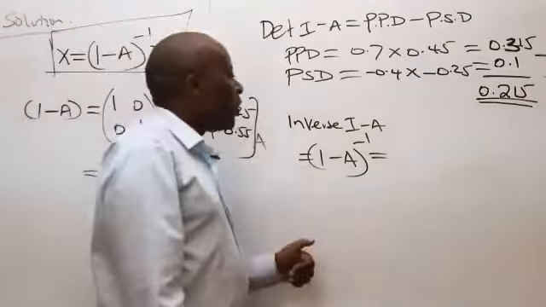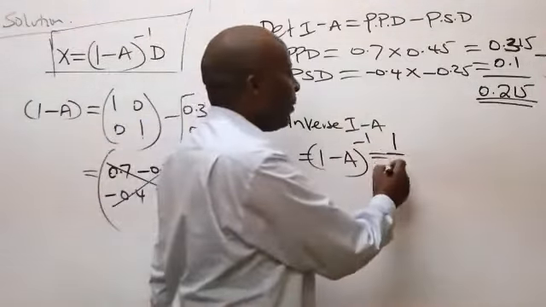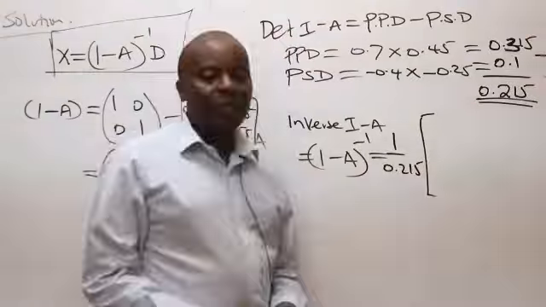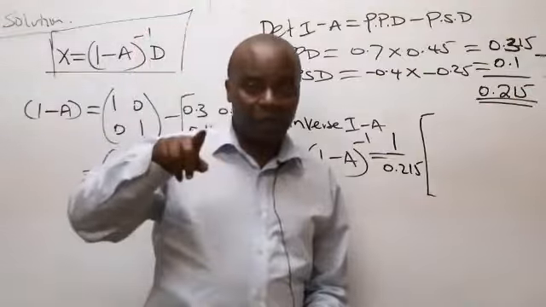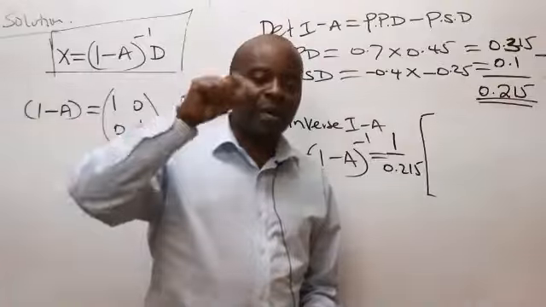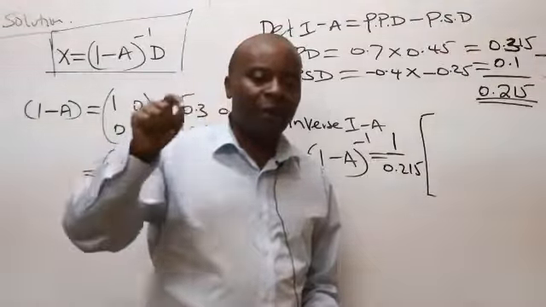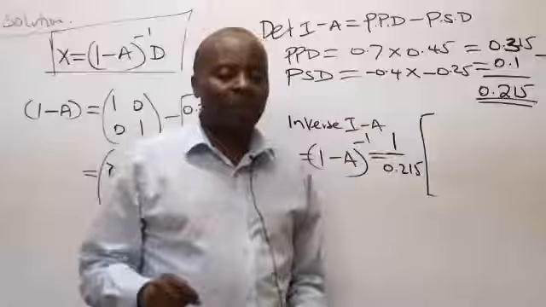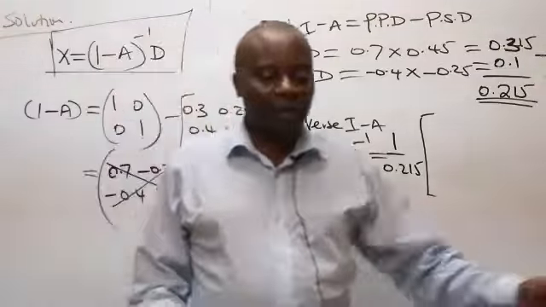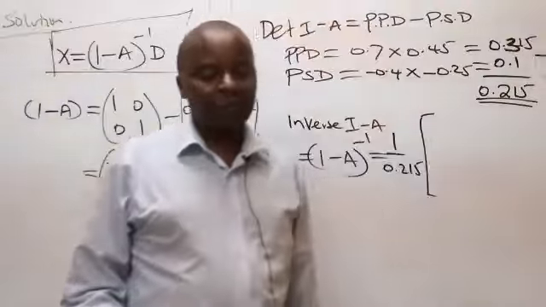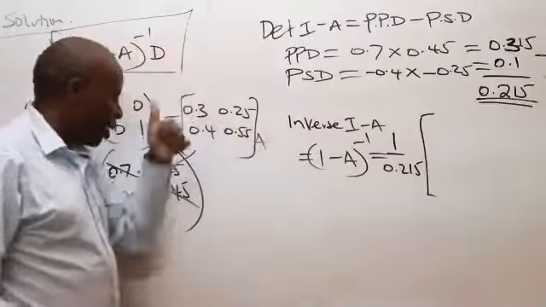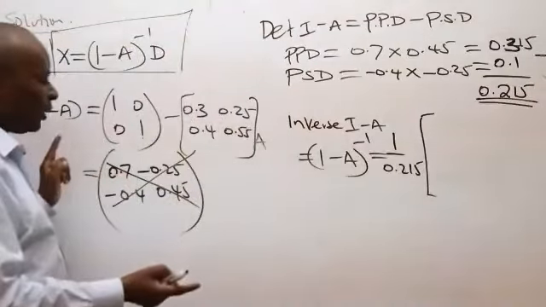So this means the inverse will be 1 over the determinant, into, while inversing, what is it that we normally do for primary diagonal elements? We swap them. Thanks, Gertrude. Gertrude has watched that video. Primary elements, we always swap them.